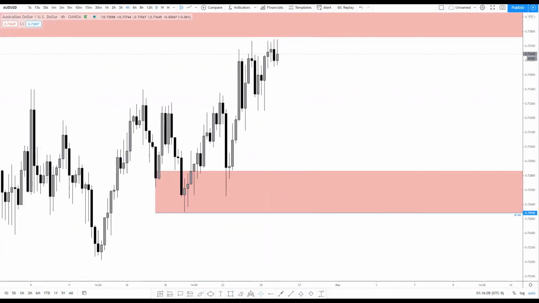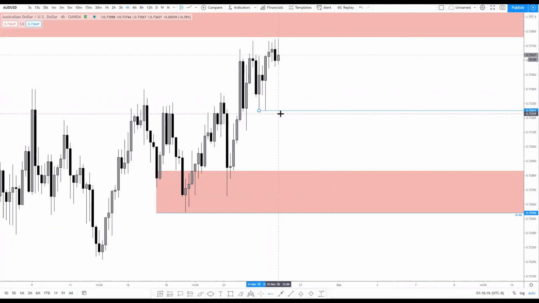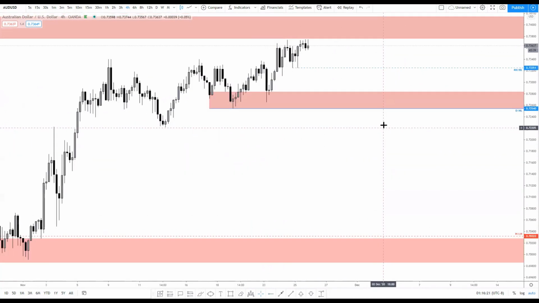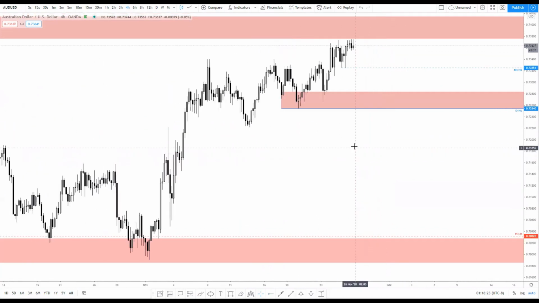Remember, in an uptrend, what's important? Higher lows, higher highs. Higher lows more important. In a downtrend, what's more important? Lower highs. They create lower lows, right? So let's just say that this is our H4 higher low right here. Boom. Great. Now we have structure completely marked out.